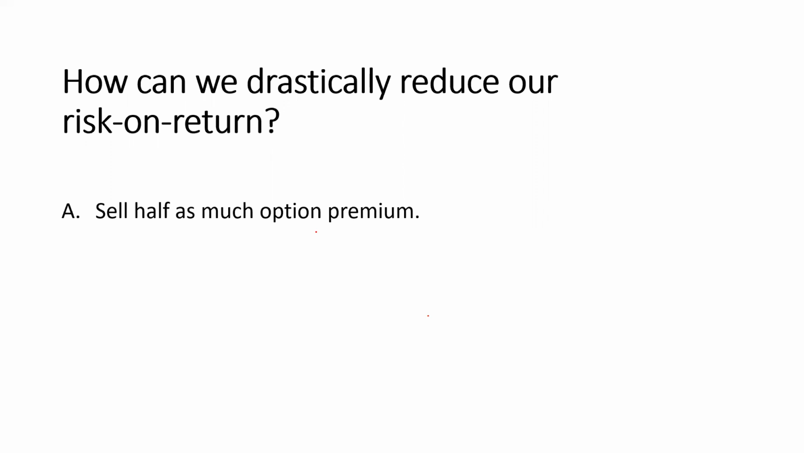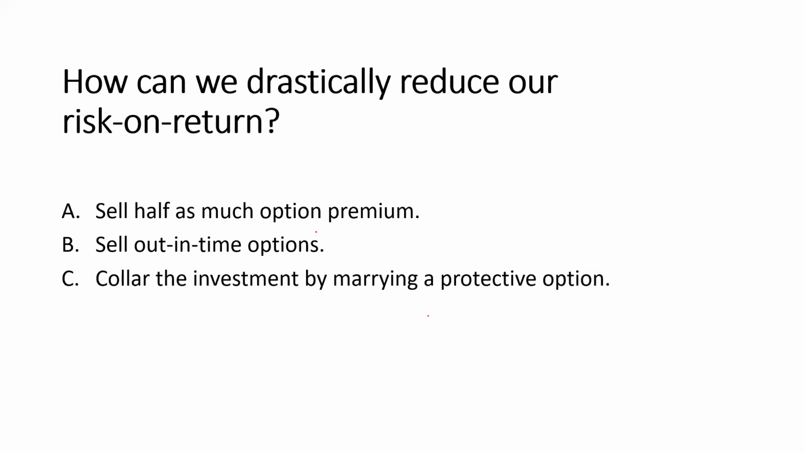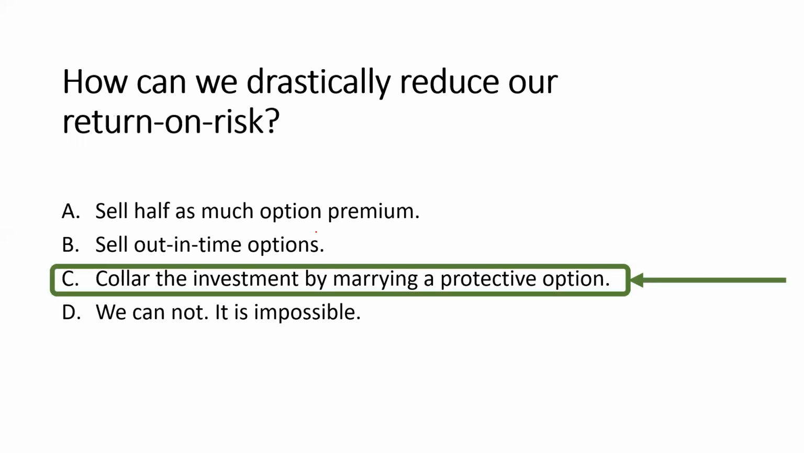Now we want to hit the topic of how can we drastically reduce our risk on return. Should we sell half as much option premium? Should we sell out-in-time options? Should we collar the investment by marrying a protective option? Or is reducing the risk on return not even possible? I already see the answers coming in the chat area. If you said collar the investment by marrying a protective option, I'm right in line with you.